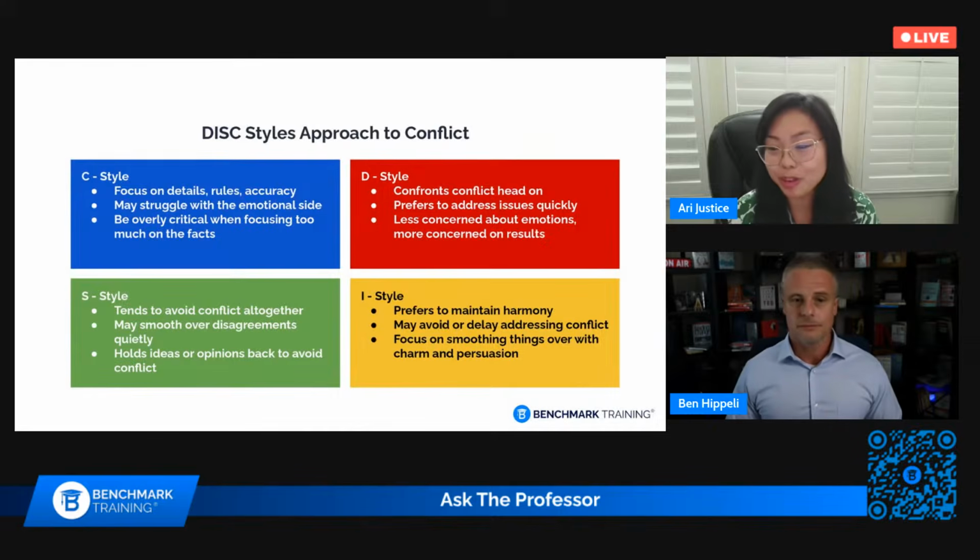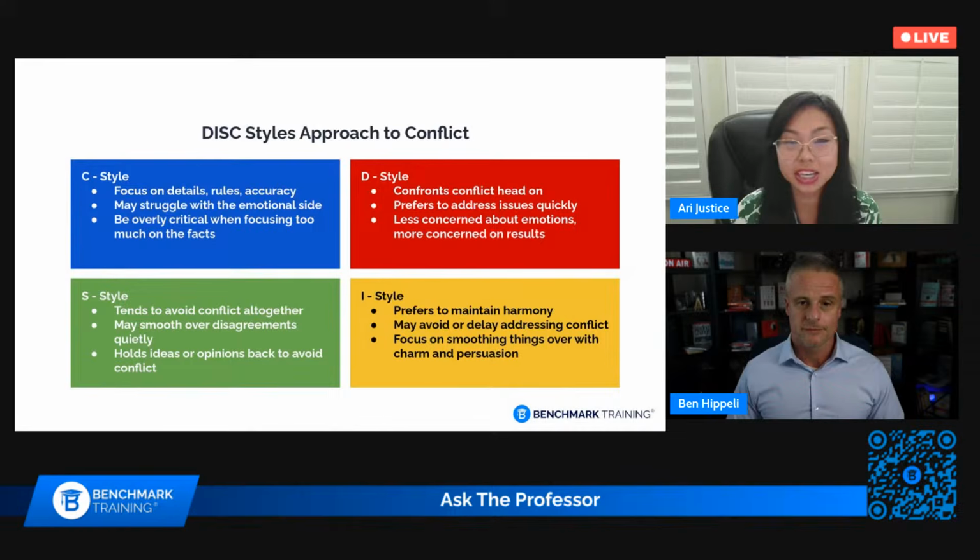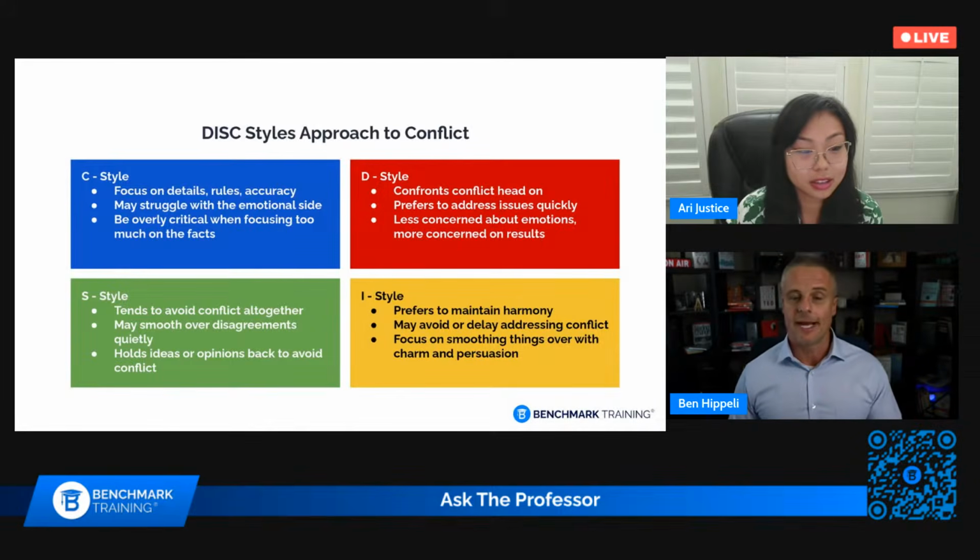Yeah, I like what you said about the D styles. They are not coming from a bad place. They're coming from what they think is right. And that's an important thing to remember for all of these styles. Their natural reaction is what they think is going to help the team overall. Absolutely. So let's look at an I style, right?